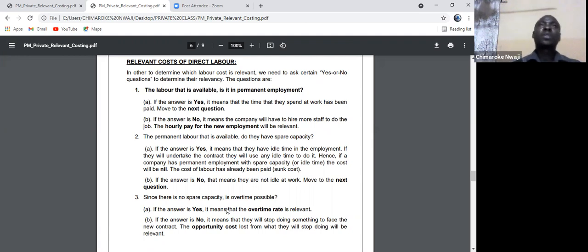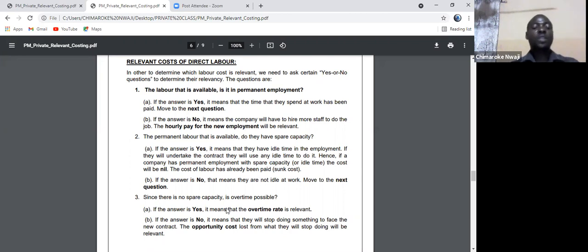So one thing about spare capacity is that it is only talked about in permanent labor. You do not talk about capacity in temporary labor. You only talk about capacity in permanent labor. All right. Now, assuming you answered no, it means that they don't have idle time. They work all the time that you are seeing them at work. You move to the next question.